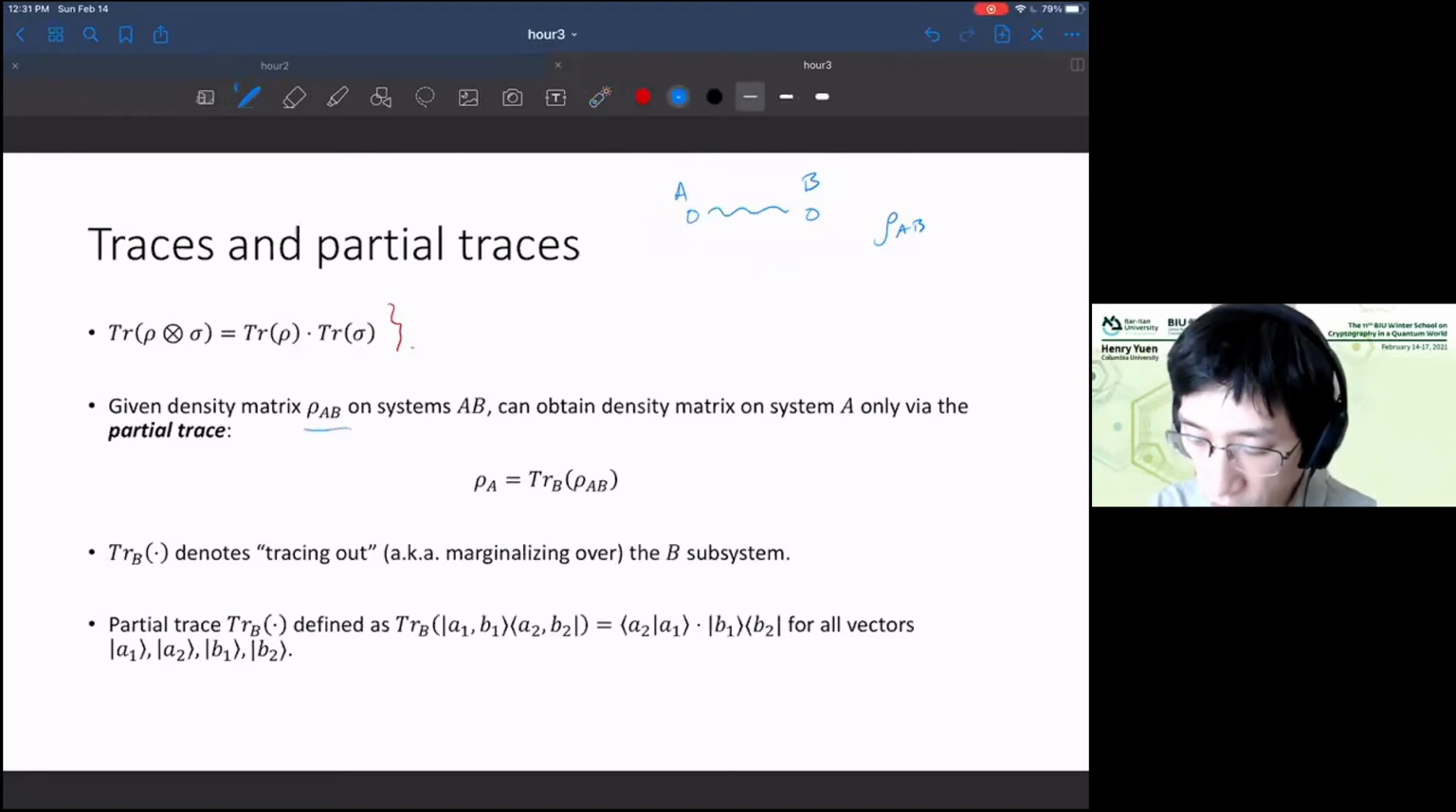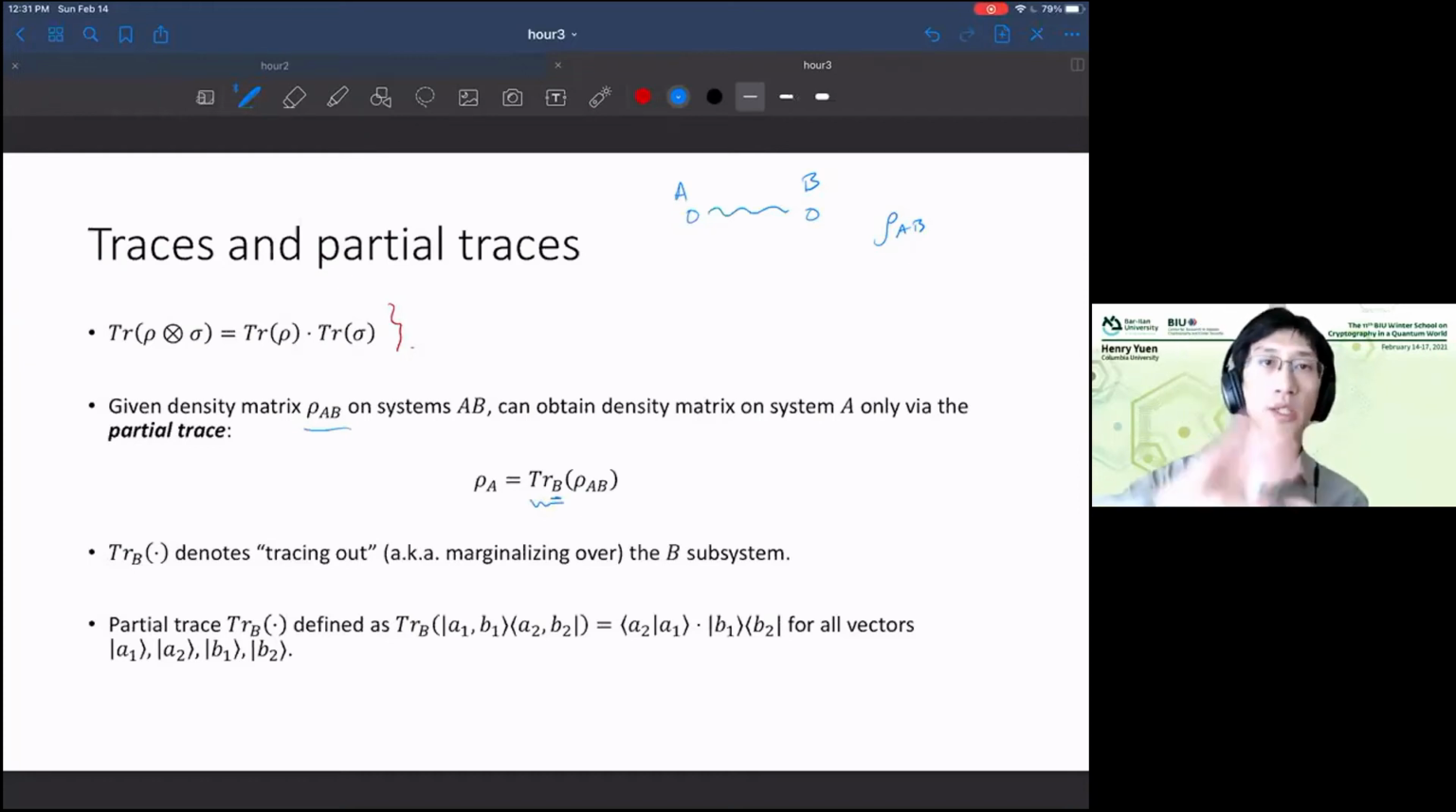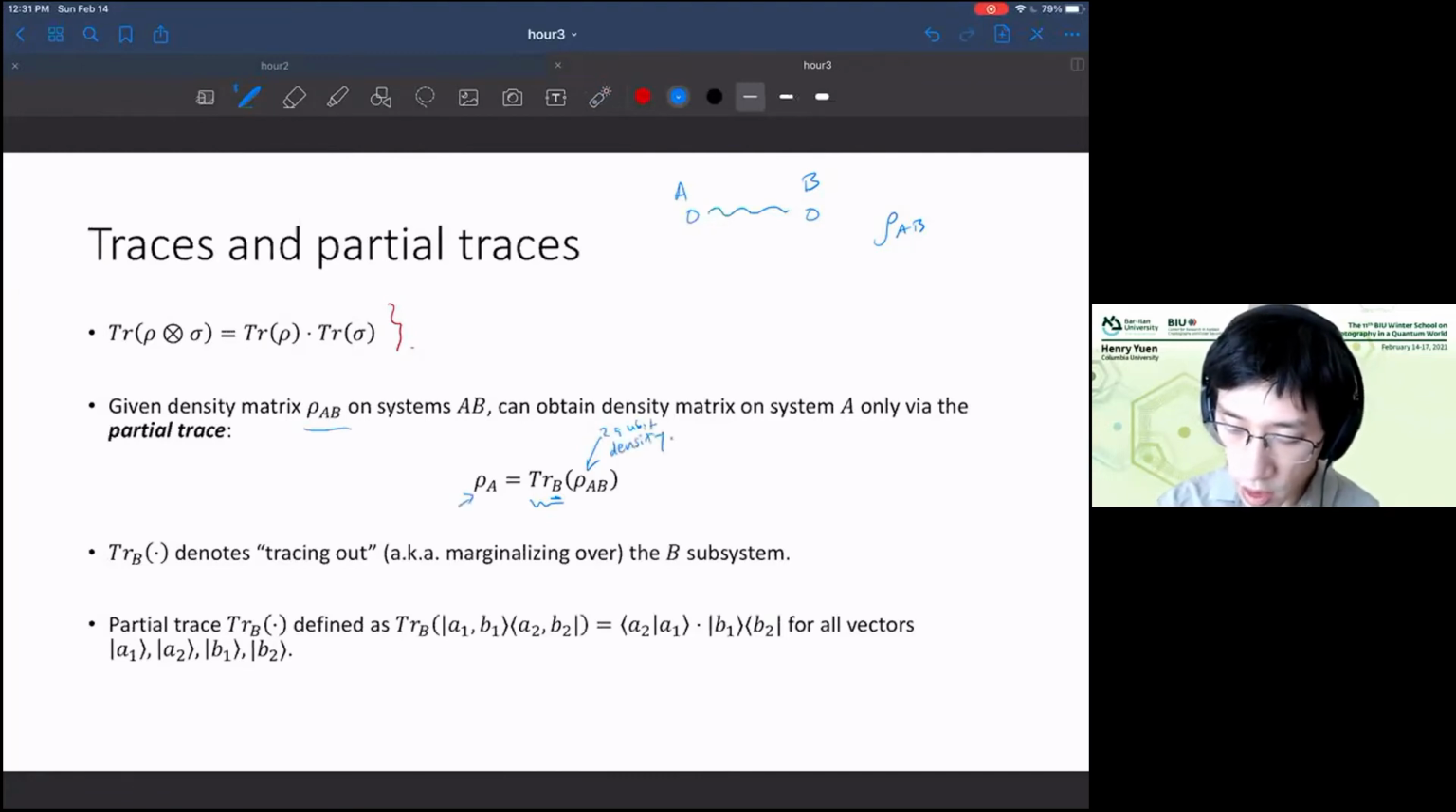So we have this rho AB. And to talk about the density matrix on system A, we take the partial trace. So this subscript B means we're just going to discard system B, or people say tracing out or marginalizing over. So you remove system B, and you essentially just ignore it. So this is a 2 qubit density matrix that is the input. And what you get as output is a 1 qubit density matrix.